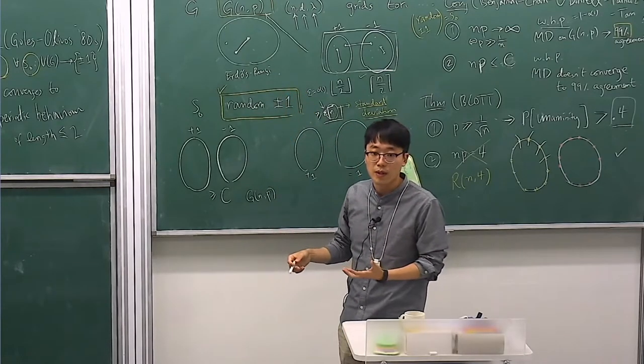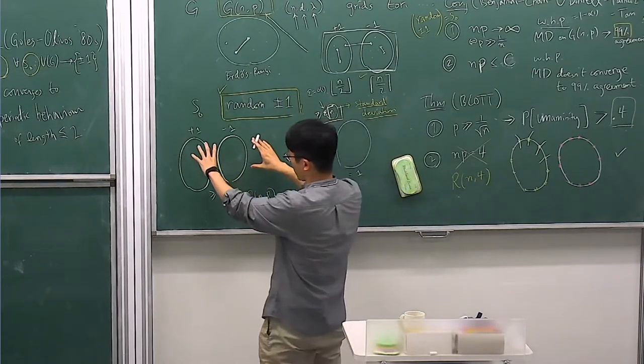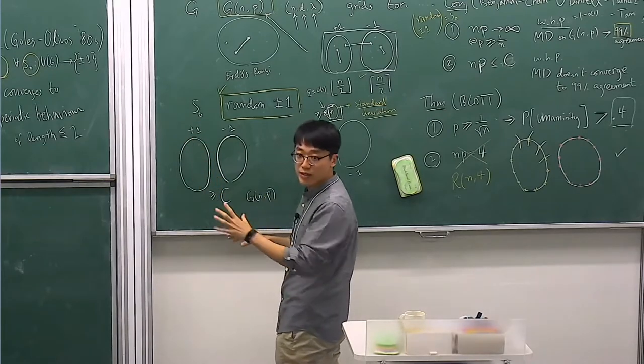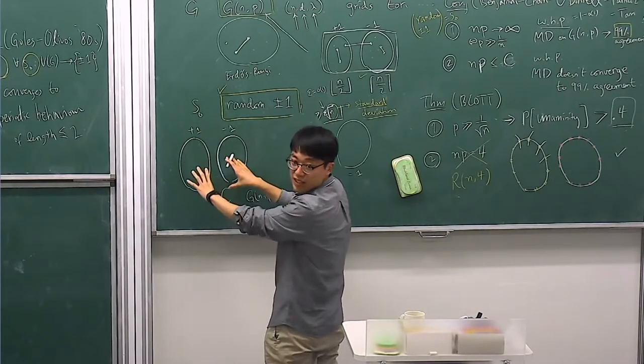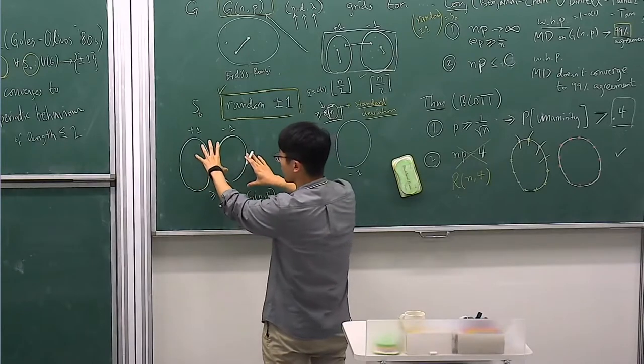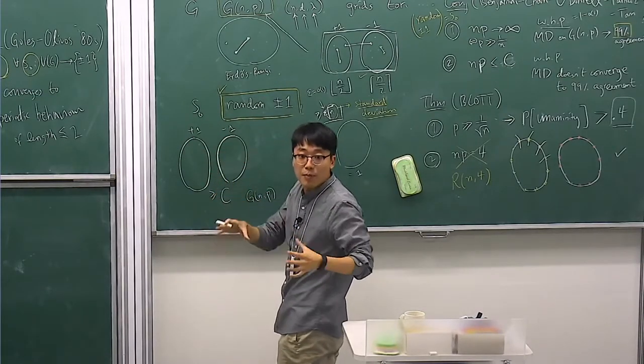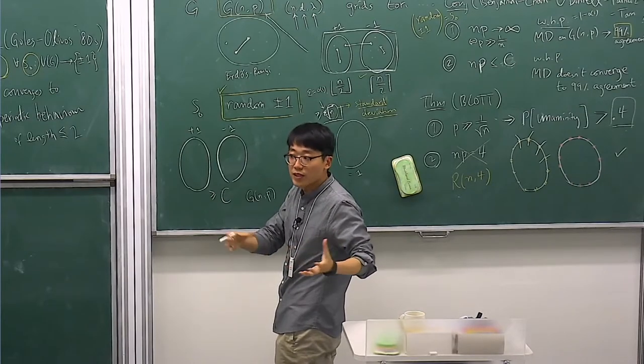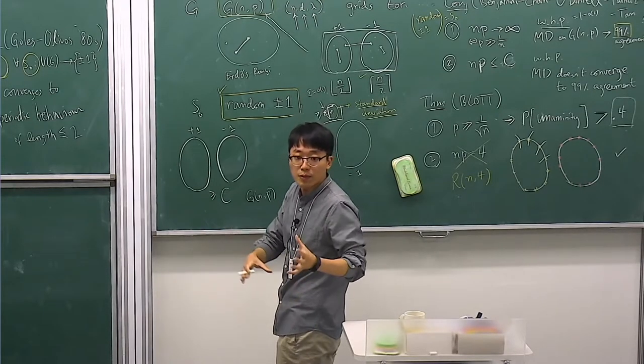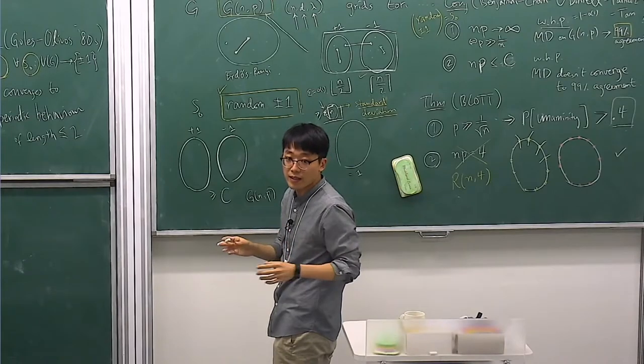So yeah, there are two ways. You can just fix one vertex set like this, or you can just assign plus minus ones with a fixed number of plus ones and minus ones randomly. So yeah, they're equivalent, they're exactly the same.